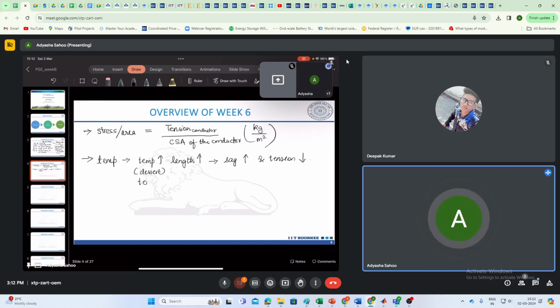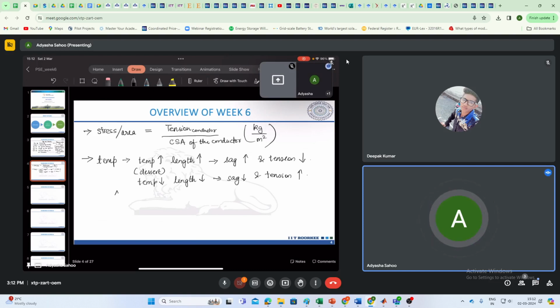Whereas in hilly or colder regions where there is lower temperature, the conductors are going to contract. So the length will decrease, the sag will decrease, but there will be high tension acting on the conductors there.